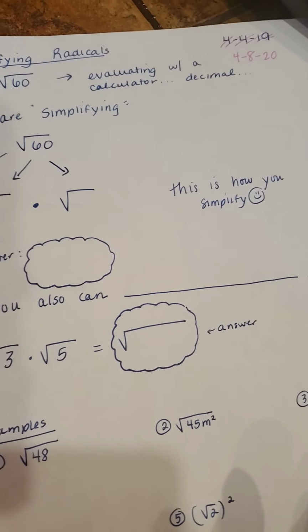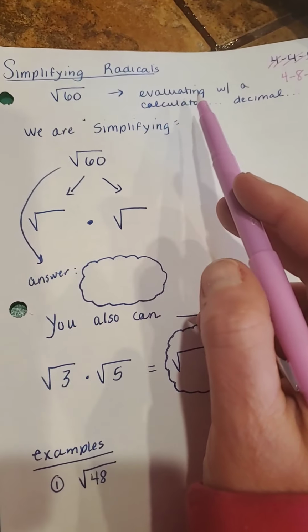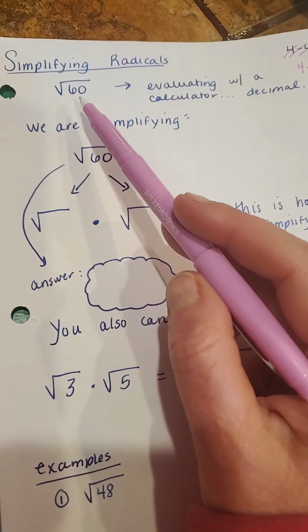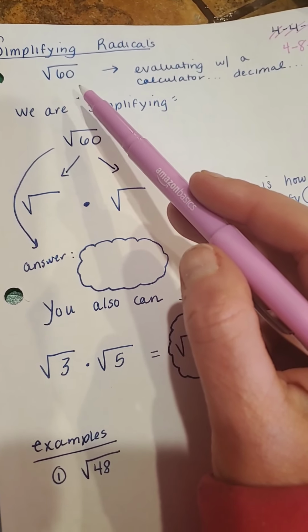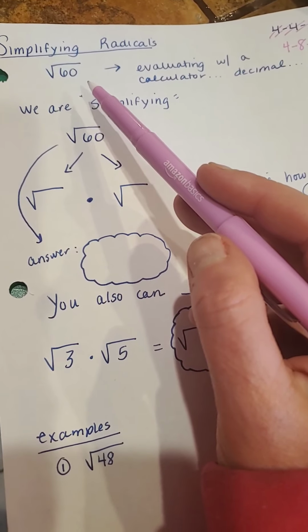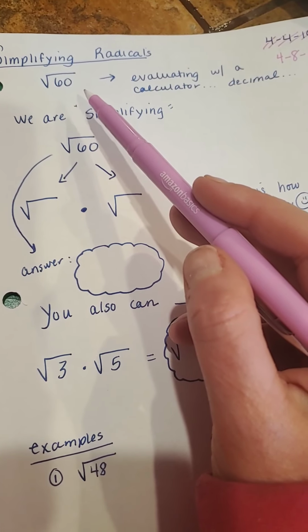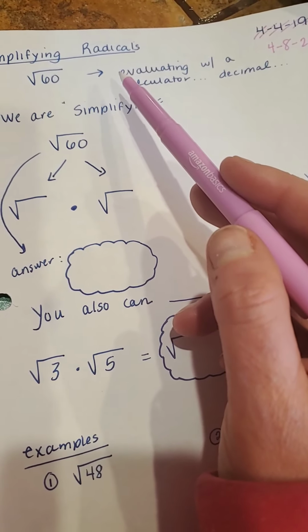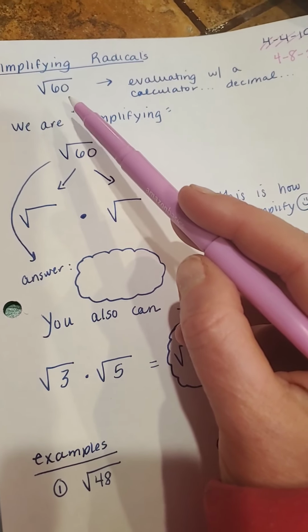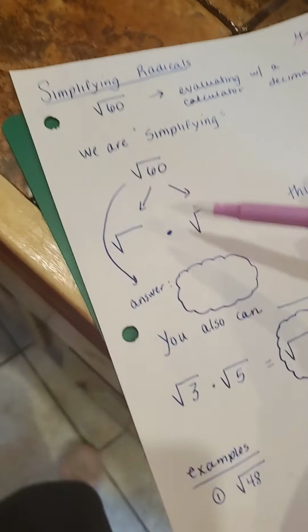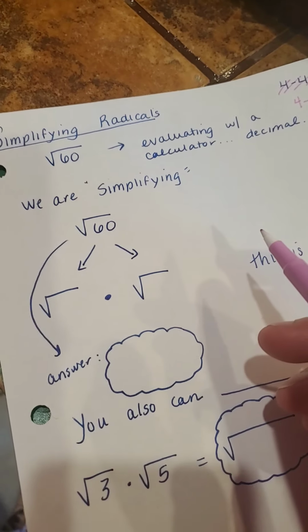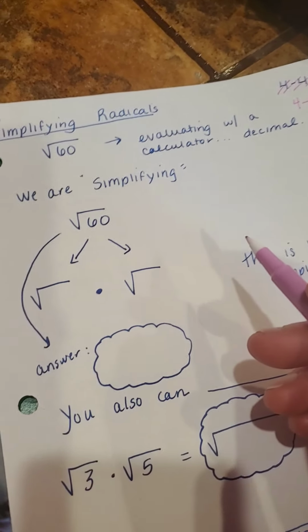So, simplifying radicals. If I told you to evaluate them, you could use a calculator and you'd get a decimal. The square root of 60 is, I don't know, 7.6-ish. It's somewhere between 49 and 64, which are 7 and 8. So 60 is probably more like 7 and a half or something.